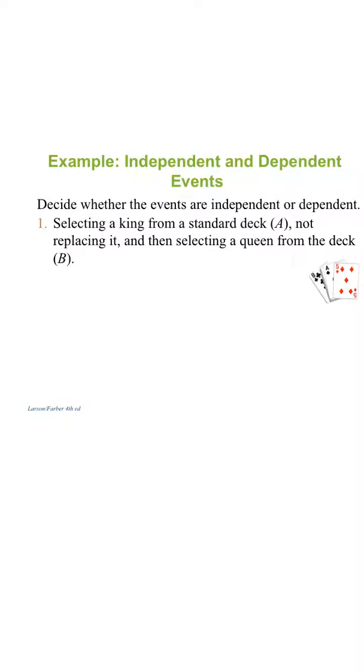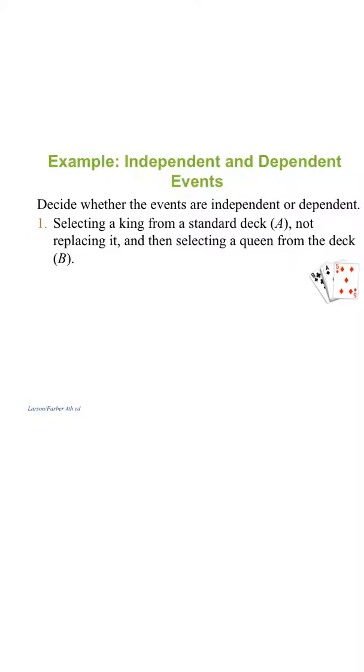Looking at an example of independent and dependent events, we are asked to decide whether the events are independent or dependent of one another. We will use the formula that we discussed on the previous slide to determine whether selecting a king from a standard deck, event A, not replacing it, and then selecting a queen from the deck, event B, are independent of one another. So here's what we need to do.